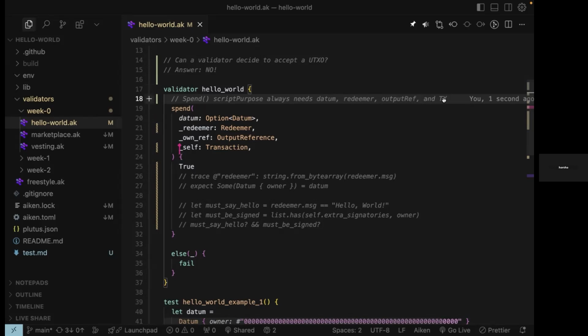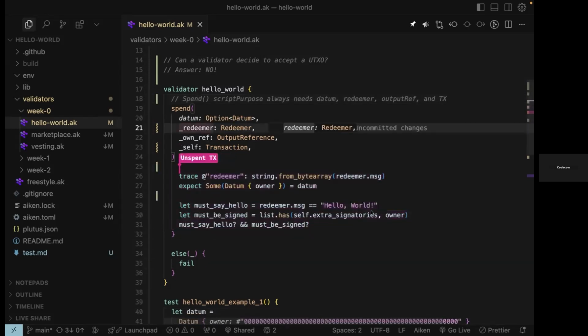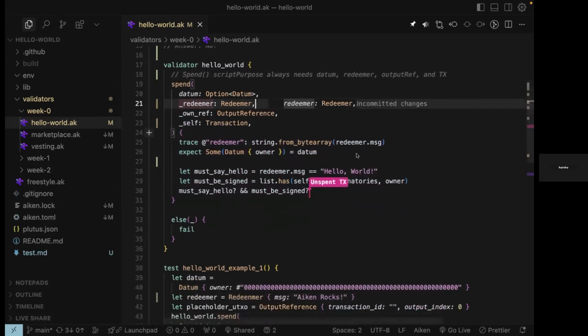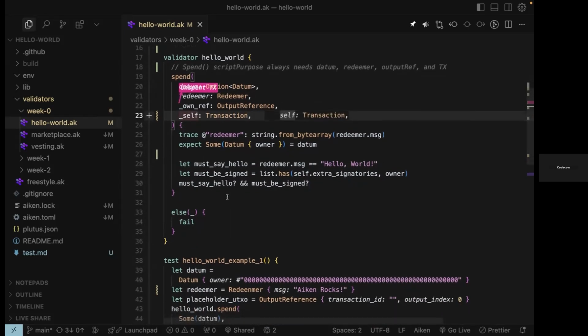Okay, so now that is clear. So these guys are compulsory in literally every spend script. Okay, now I think we can... Okay, so I think this is pretty clear. I don't know why it is compulsory, but I just understand it's compulsory. Yeah, I think I agree.